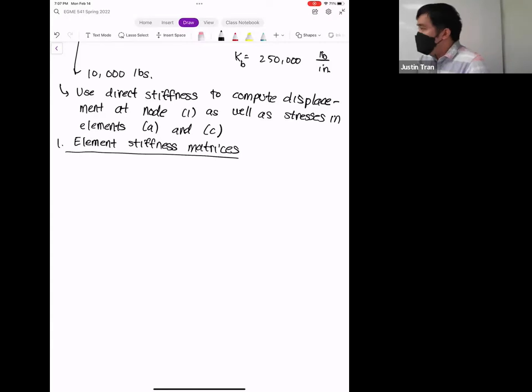All right. So this is always your first step for these direct stiffness problems, is to take each element in your problem and then write out its element stiffness matrix. Okay. All right, so for this one, we have three elements. And so let's start with element A.